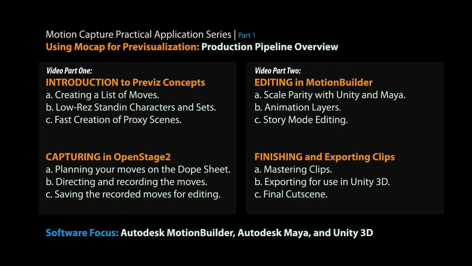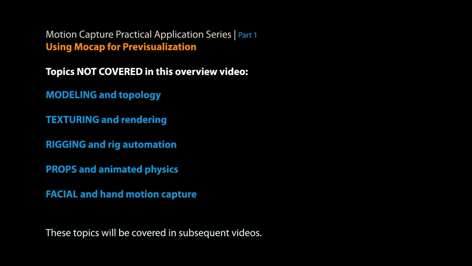In further videos, we will dig deeper into each one of these subjects, but for now, we wanted you to get a solid understanding of the pipeline for capturing, editing, and delivering motion capture data for Previs in a video game cutscene. There are a lot of steps that are not covered in this video: modeling, texturing, rigging, props, and facial animation. I don't mean to dismiss these very important steps, but for this video, we're going to focus on what you do after these steps are done.